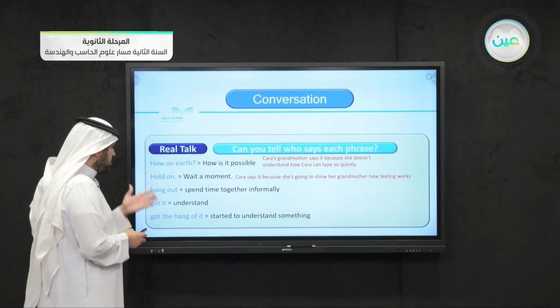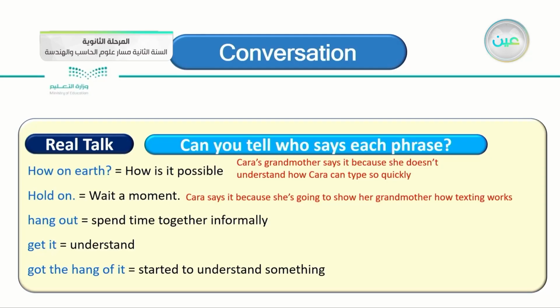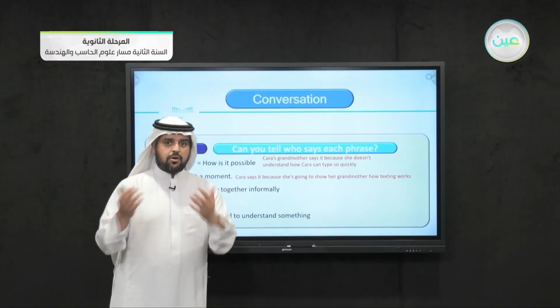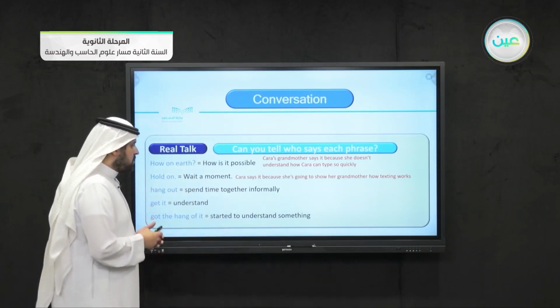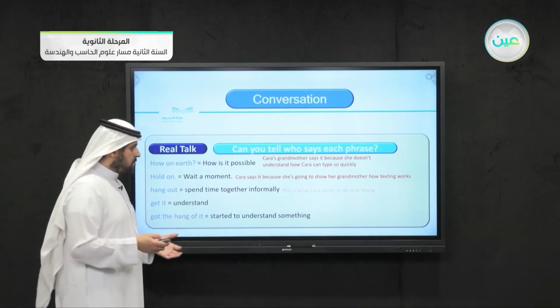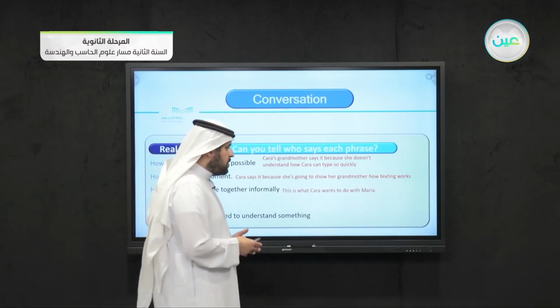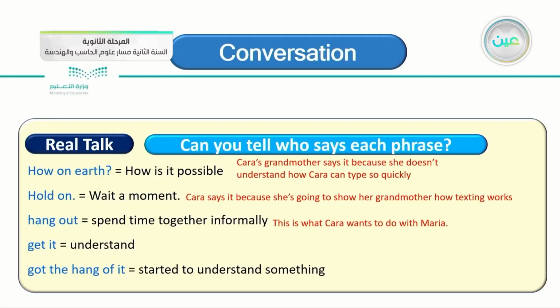The third phrase, hang out. When one of your friends asks you to hang out, let's hang out, it means that he wants to go out with you together. So, hang out, spend time together informally. When someone asks you, do you want to hang out? it means do you want to spend time together, go out to a restaurant or a cafe, or maybe at your house, etc. So who says hang out? Very good. This is what Kara wants to do with Maria. So Kara is asking Maria if she wants to hang out.